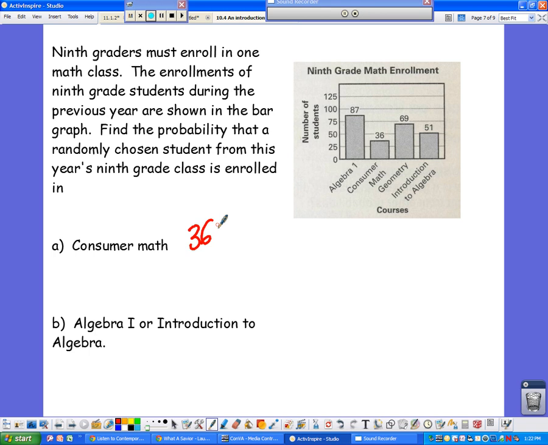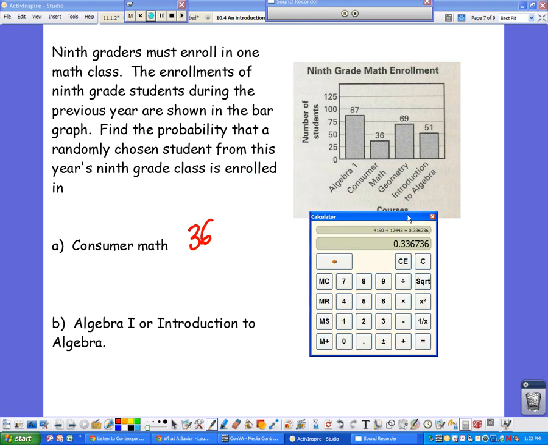If we look at this, in Algebra 1 we have 87. In consumer math, we have 36. In geometry, we have 69. And in the introduction to algebra class, we have 51. So we have a grand total of 243. Okay? And that's a good one to go ahead and divide. 36 divided by 243 gives us 0.148. And make sure you're rounding your answers appropriately.